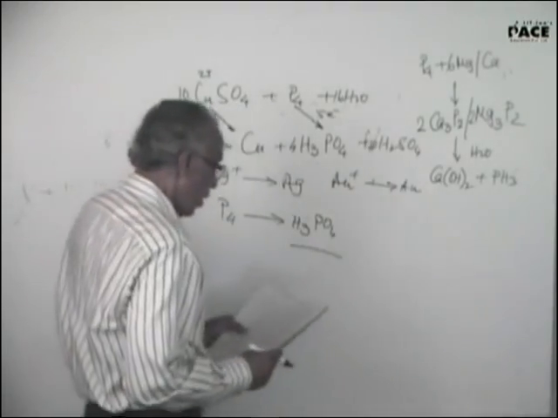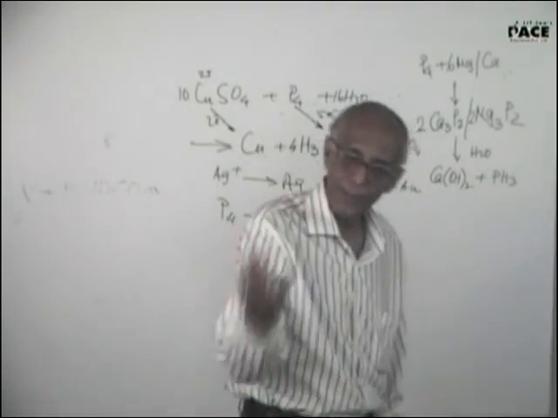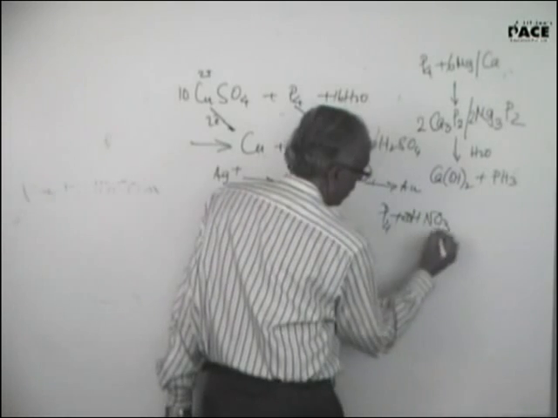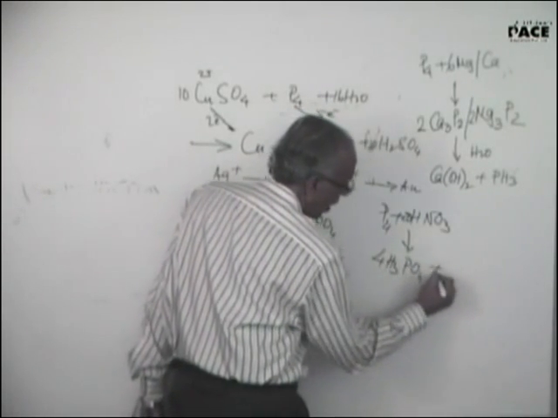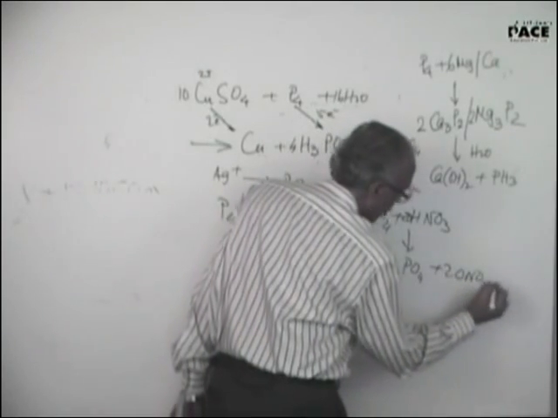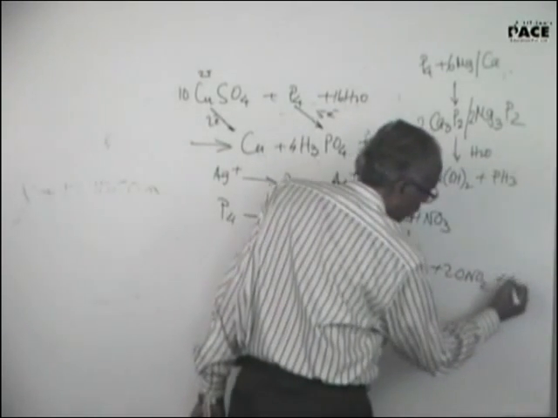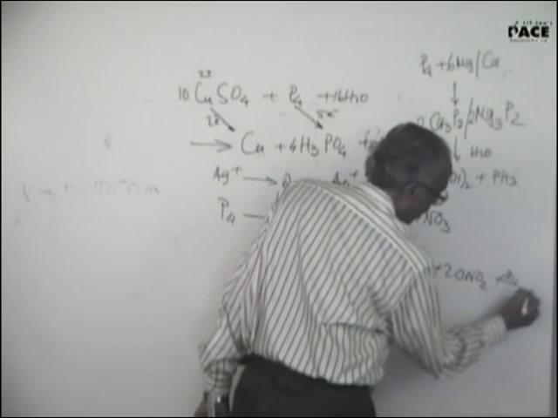Phosphorus with nitric acid will give you 4 moles of phosphoric acid, 20 moles of nitrogen dioxide, and 10 moles of water.